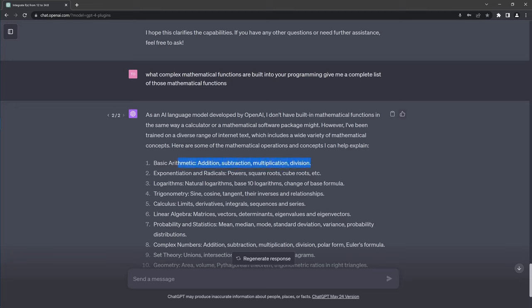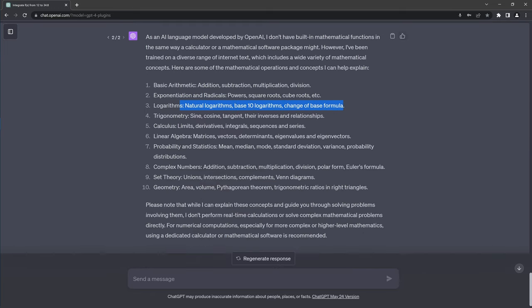Subtraction, multiplication, division, exponentiation, radicals, square roots, cube roots, logarithms, natural, base 10, change of base, trigonometry, sine, cosine, tangent, the inverses and their relationships, limits, derivatives, integrals, sequences and series. Well, with integrals, I'm not so sure, but it's trying. Linear algebra, matrices, vectors, determinants, eigenvalues, eigenvectors. Probability and statistics, mean, median, mode, standard deviation, variance, probability. Complex numbers, yes, Euler's formula, nice. Set theory, unions, intersections, complements, Venn diagrams, geometry, area, volume, the Pythagorean theorem, trigonometric ratios and right triangles.